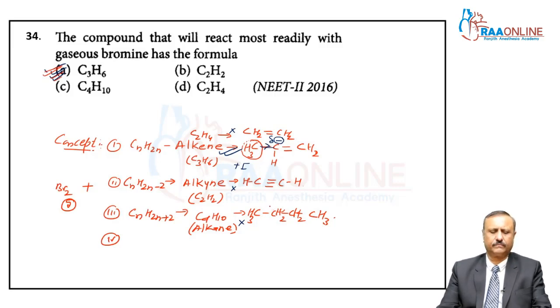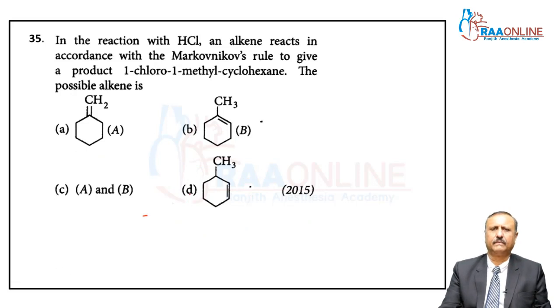Now my dear students, when we go to question number 35, here you can see: in the reaction with HCl, an alkene reacts in accordance with Markovnikov's rule to give a product, 1-chloro-1-methyl cyclohexane. Here my dear students, you can get the product. First of all, you can draw the reaction of this compound. Here you can draw the reaction. What is the reaction of this compound?